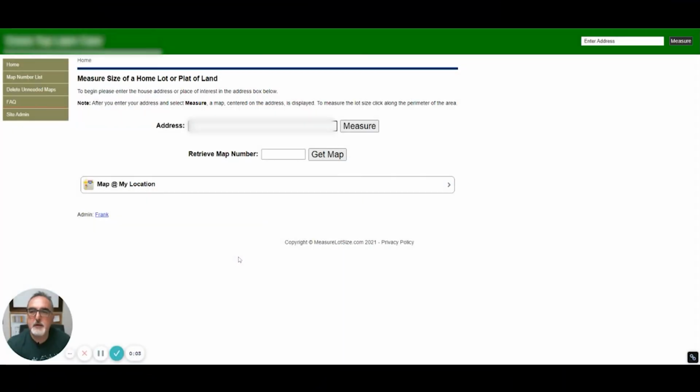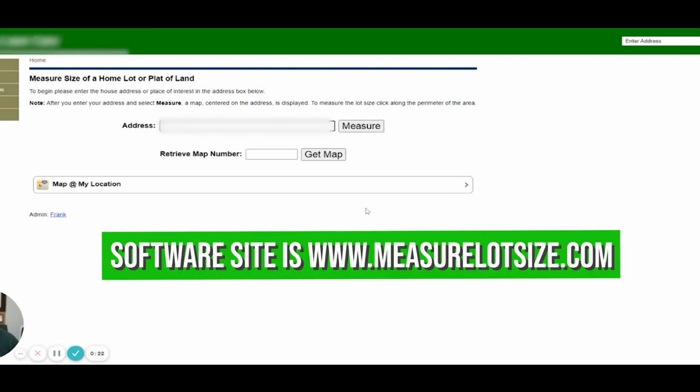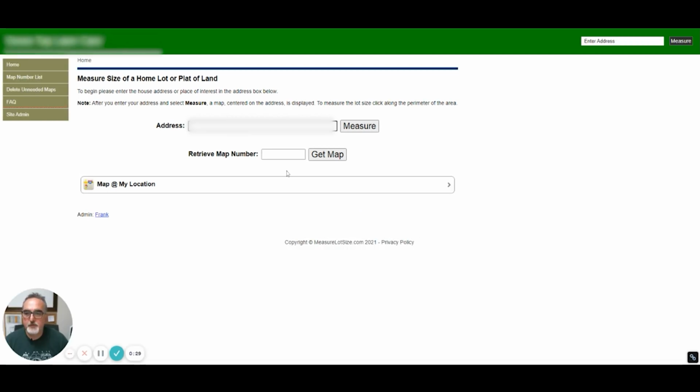All right, so now we're back at the office. I'm going to just go through with you guys how to measure a property online. That way you don't have to go out and measure it physically like we used to back in the day with a measuring wheel. And this way you can measure the property online and give your customer a quote right over the phone. The software that we're using here is measurelotsize.com. That's going to make it a lot easier for you guys.